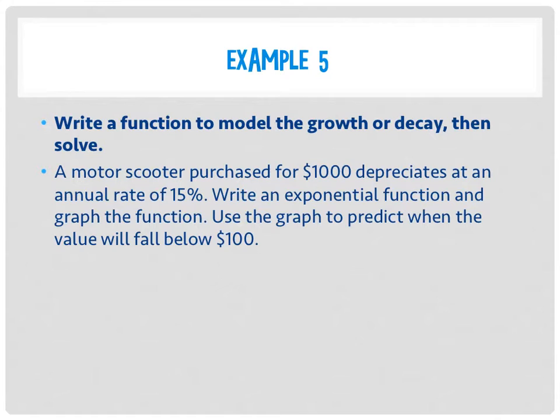All right, so this one says a motor scooter purchased for $1,000 depreciates at an annual rate of 15%. Write an exponential function and graph the function. Use the graph to predict when the value will fall below $100. So growth or decay? Decay, which means it's going to be the A, 1 minus the rate to the power of t. And what did it start as? 1,000. So my A is 1,000. 1 minus 15% is what decimal? Good, 0.85 raised to the t. So I'd get 1,000, and again, you can type that in your calculator like that, or I can make it 0.85 t. And then I would type that into the calculator.